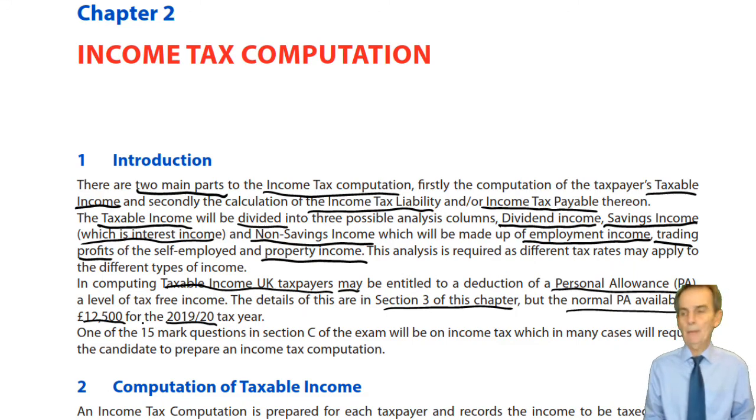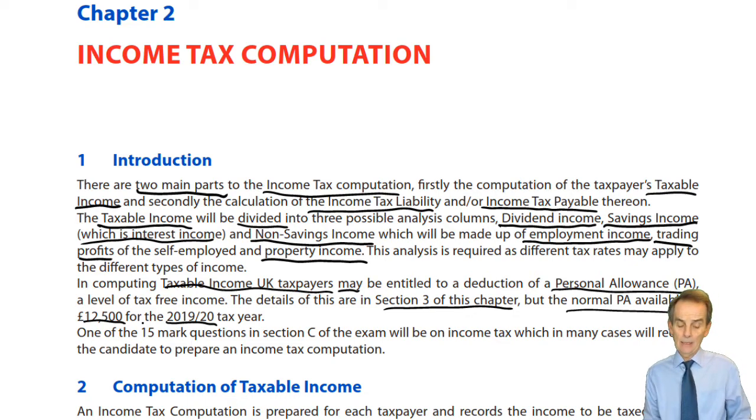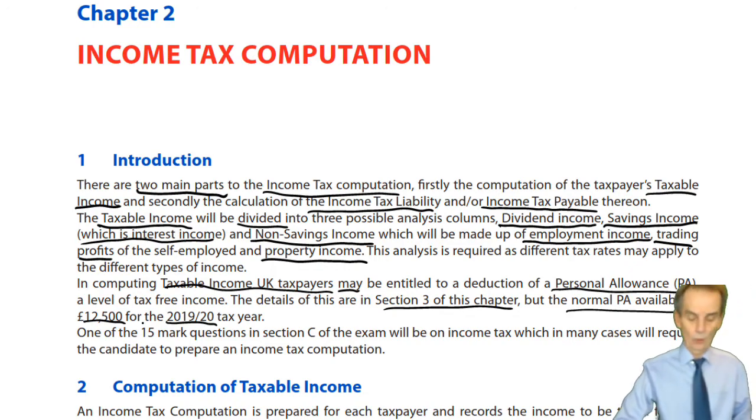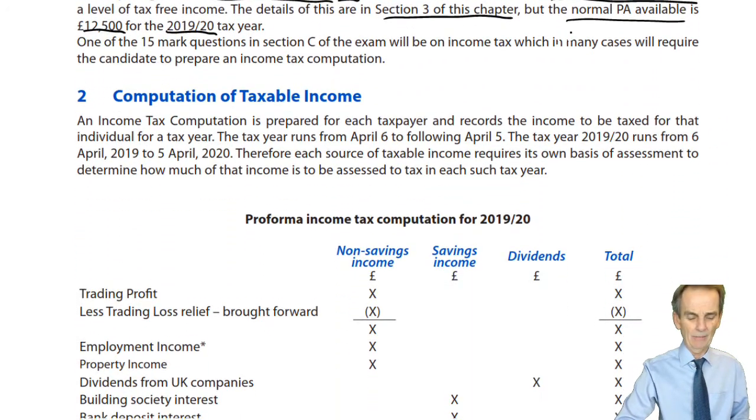It doesn't always happen. What it might be is focused on one particular source of income that goes into the income tax computation. And almost certainly, if it is to be that, it's going to be either employment income, where there's a whole range of different issues to deal with, or it's going to be trading profits of the self-employed. But that income tax computation, in some way, shape or form, some issue pertaining to it, is going to be the 15-mark question in section C. At this stage, we need to make sure we know how to put that computation together.